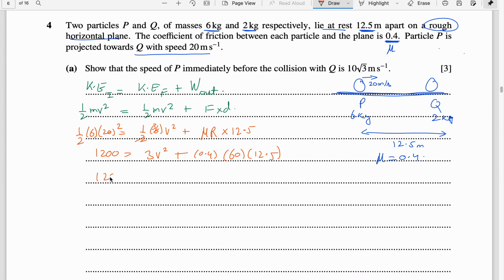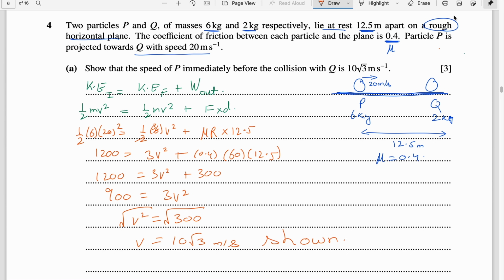So 1200 is equal to 3v squared plus 300. Taking this to the other side, we're left with 900 equals 3v squared. v squared is equal to 300, and square root both sides. v turns out to be 10 square root 3 meters per second. Shown.